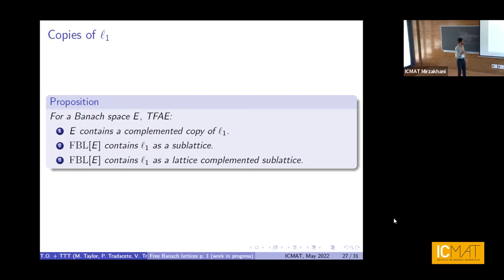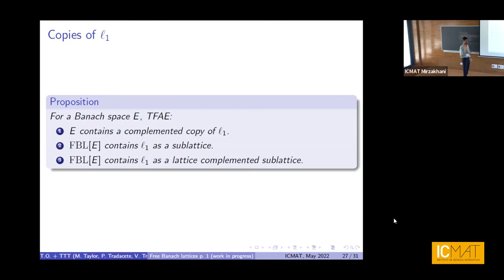Nevertheless, we have been able to prove the following: let E be a Banach space, then the following are equivalent. The first is that E contains a complemented copy of capital L_1. Second, the free Banach lattice contains L_1 as a sublattice. And thirdly, the free Banach lattice contains L_1 as a sublattice which is lattice complemented.